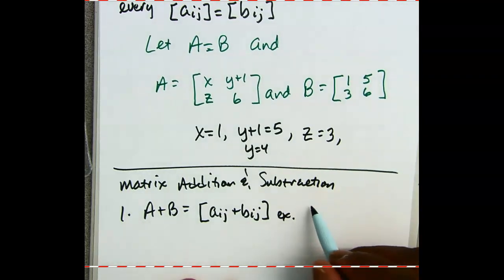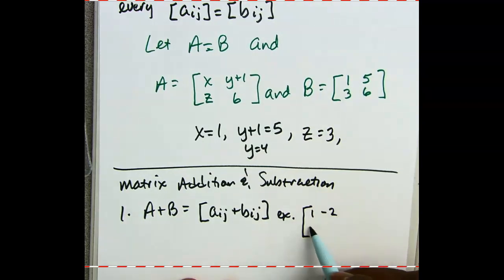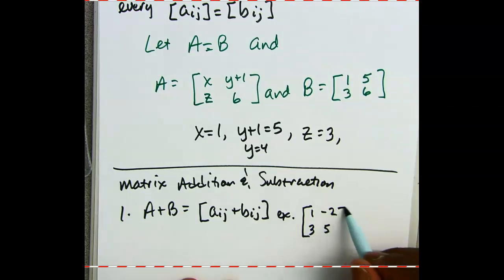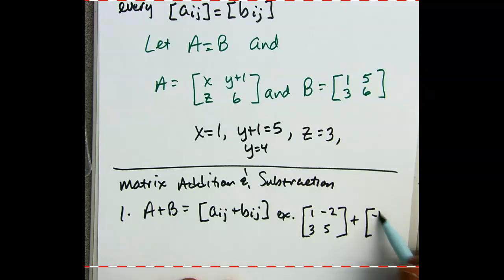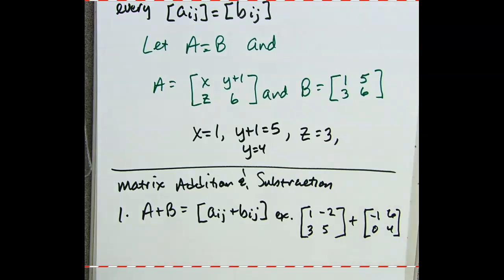So, example, if matrix A is equal to 1, negative 2, 3, and 5, and matrix B is negative 1, 6, and then 0, 4, then what's A plus B?